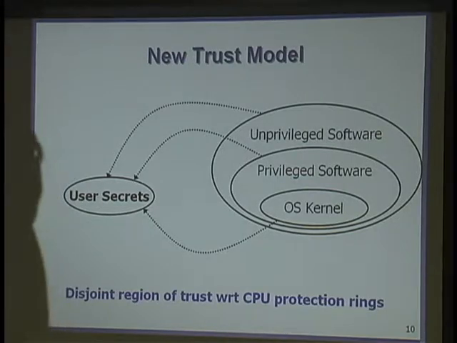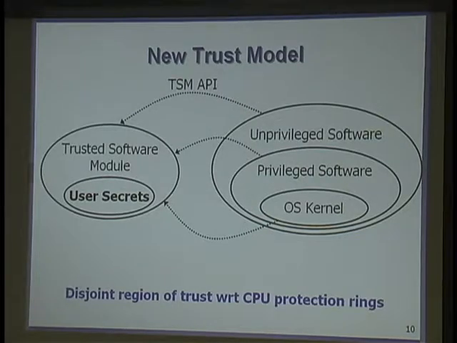And any piece of software in any ring that wants to access these user secrets has to go through a new API, which is the Trusted Software Modules API. In other words, the Trusted Software Module, as I have mentioned earlier, is the only piece of software that can operate on the user's secrets.